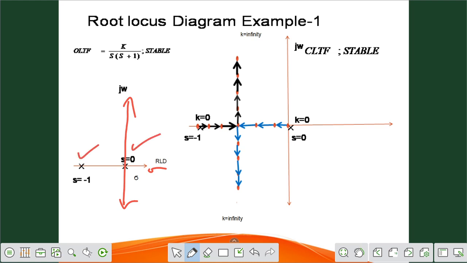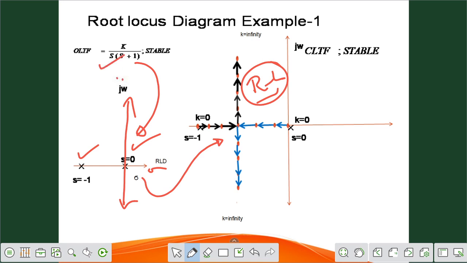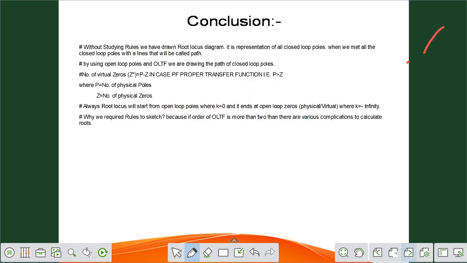With the help of this open loop transfer function representation, I can make the root locus. This is actually the root locus diagram for two poles. Okay. In the next picture, you can see the conclusion. The conclusion is nothing but that, without studying the rules, we have drawn the root locus diagram.